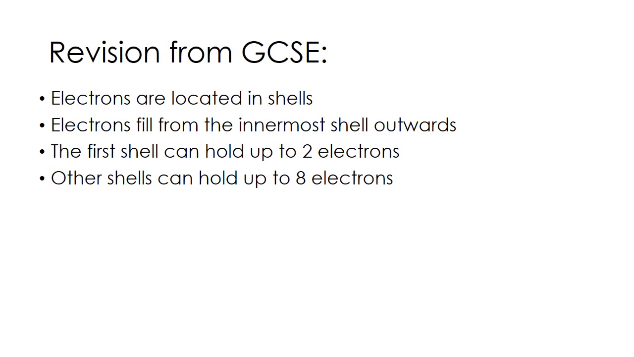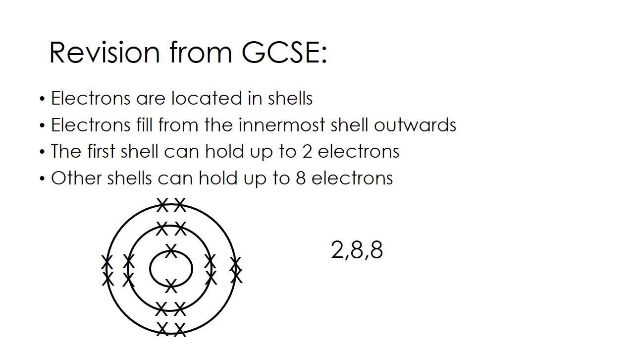So, a quick revision of GCSE. From GCSE you would have learned that electrons are located in shells, that the electrons fill from the innermost shell outwards, and that the first shell can hold up to 2 electrons, and then any other shell will hold up to 8 electrons. You would have seen these written as shorthand notation or drawn out with the orbitals like this. So you might have seen it as 2, 8, 8, or you might have seen the circles drawn out with the crosses on.